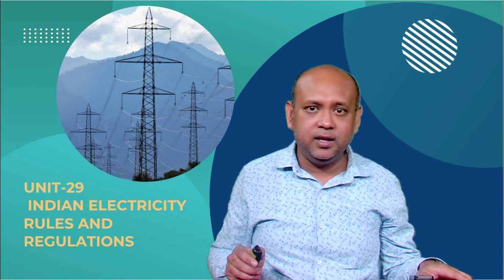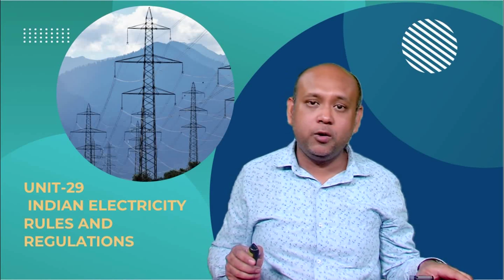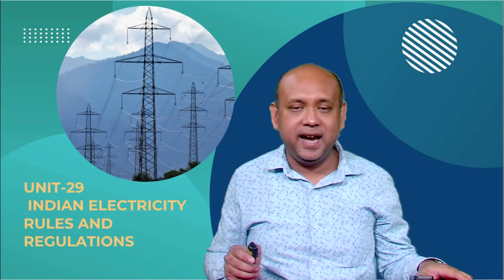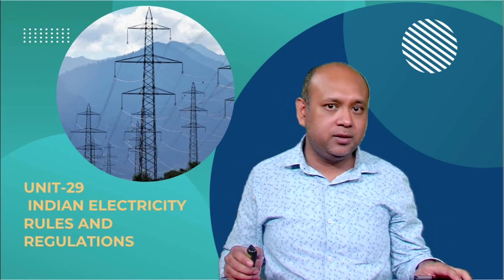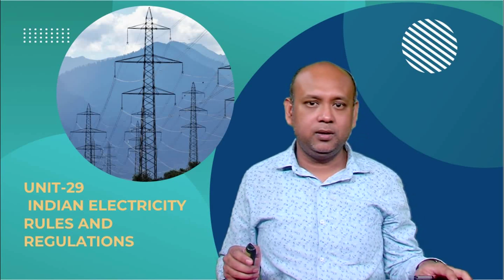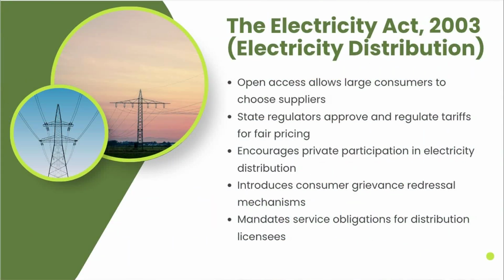Electricity distribution is what connects power to our homes, businesses, and industries. But how does the Electricity Act of 2003 shape this process? Let's break it down. Consumer choice. Large consumers now have the freedom to choose their power suppliers through open access, thus increasing competition and efficiency.